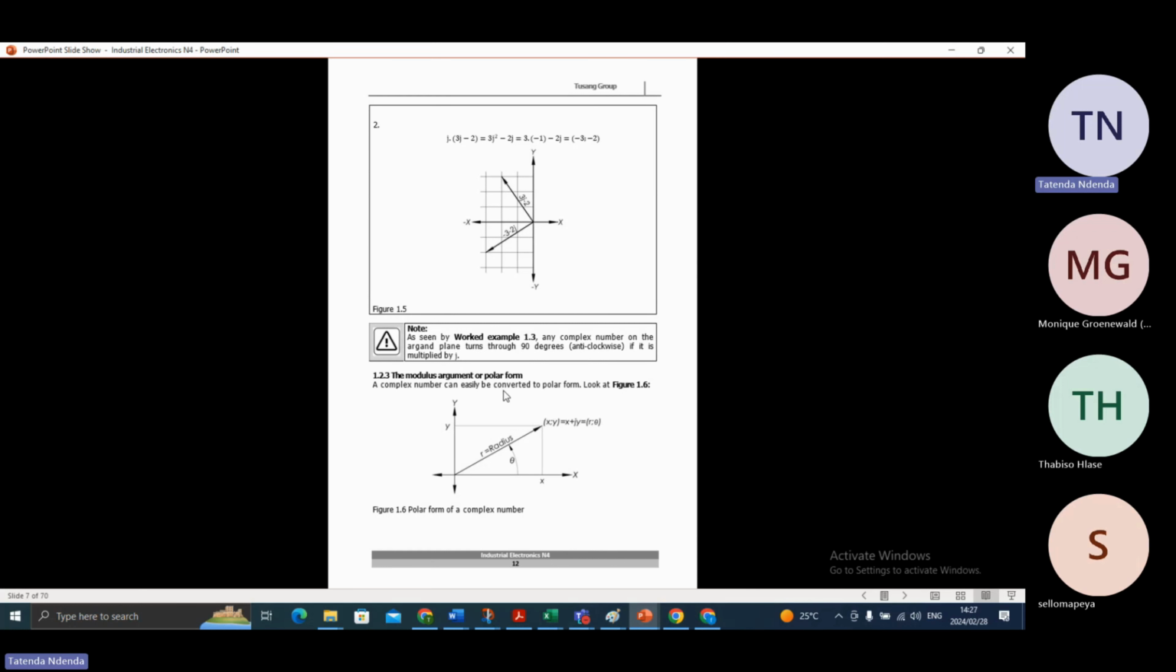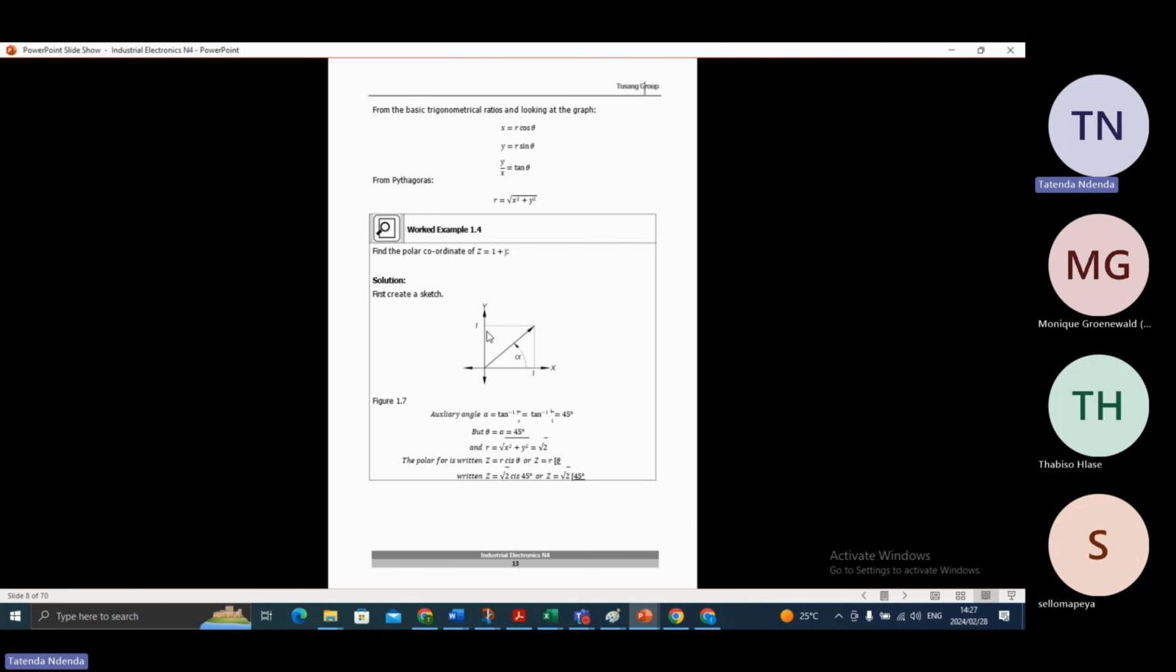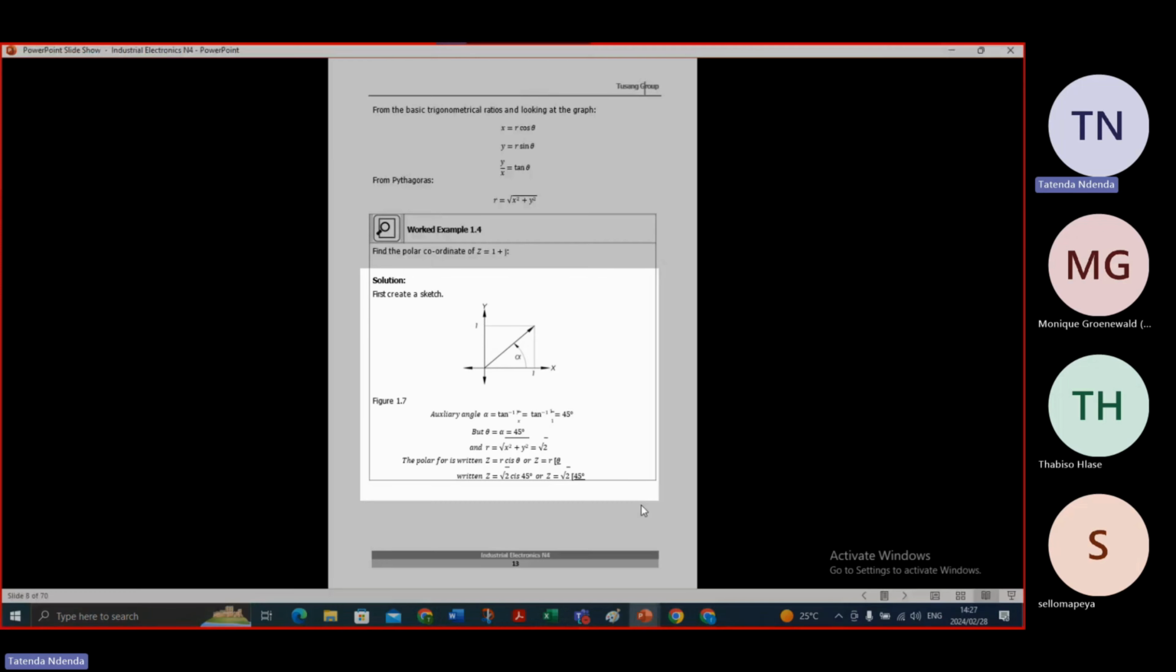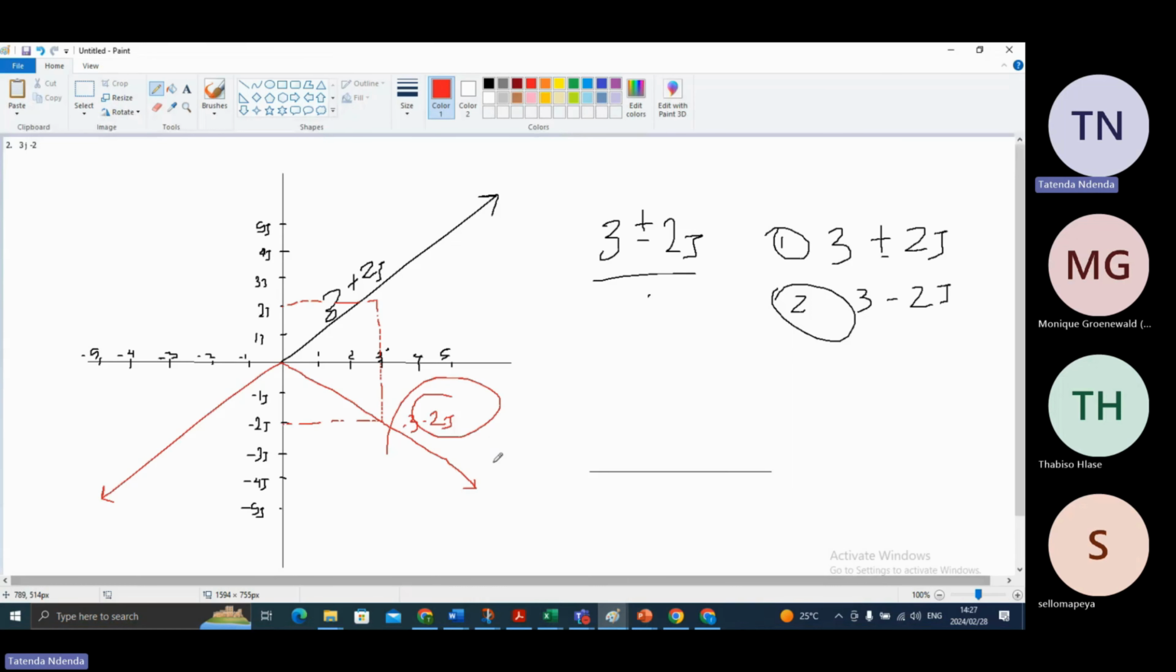Now, a complex number can easily be converted into polar form. For example, you can see we have radius, we have theta, right? So, find the polar coordinate of z is equal to 1 plus j. We're going to use this example to explain everything. And please, if you don't understand, feel free to say, because here you are explaining, but you are alone.